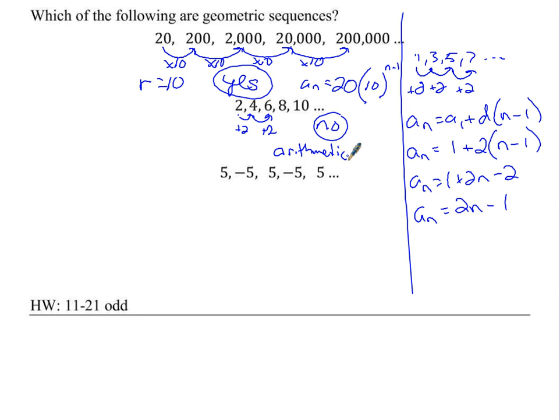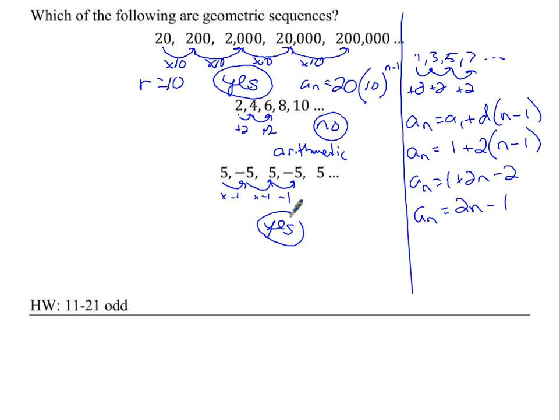This one's kind of a tricky one, this last one. What do you think? Is this geometric? Yeah, it is actually. Because why? Right, we're multiplying by -1 each time. 5 times -1. -5 times -1. 5 times -1. Each time we're multiplying by -1. So this one is yes. Geometric sequences can even have the same number every single time. And it's still a geometric sequence because in that case you're multiplying by 1 each time.